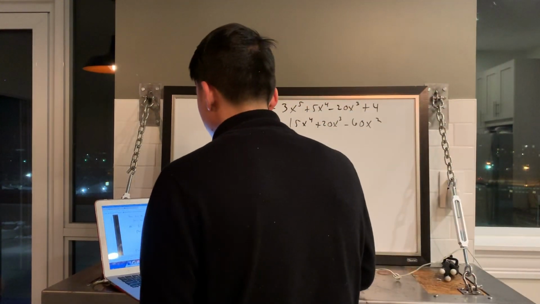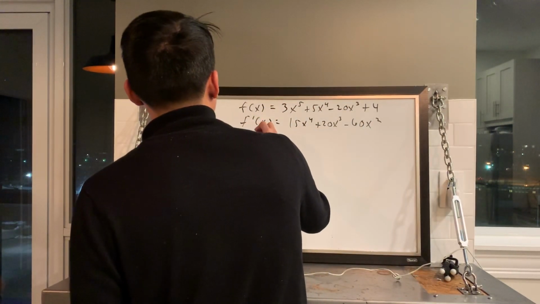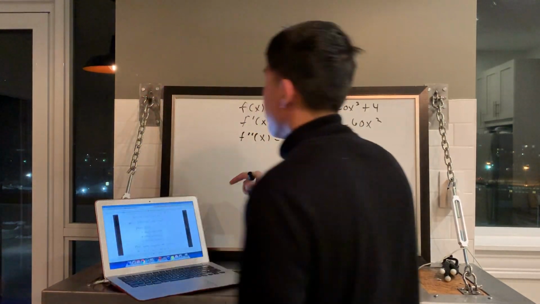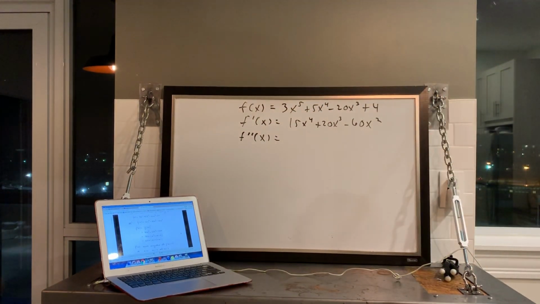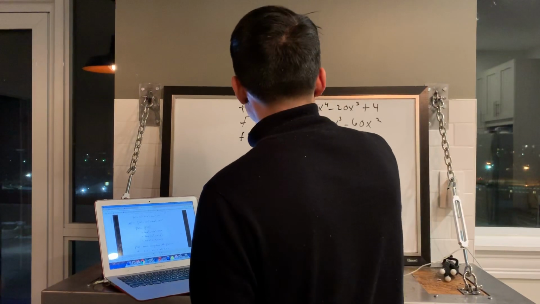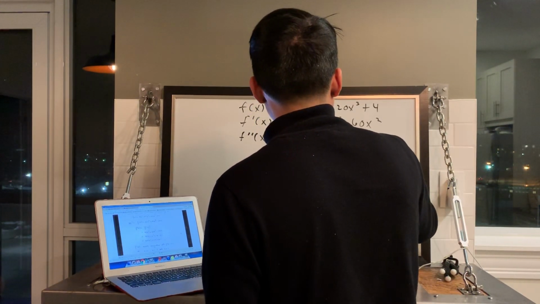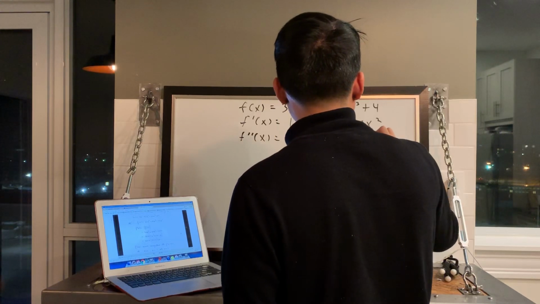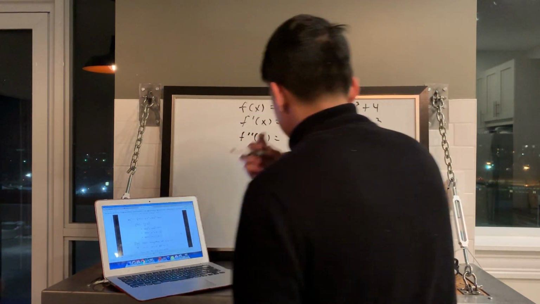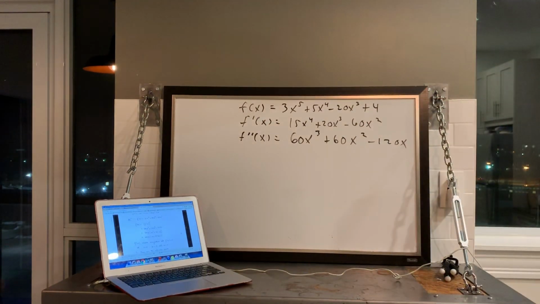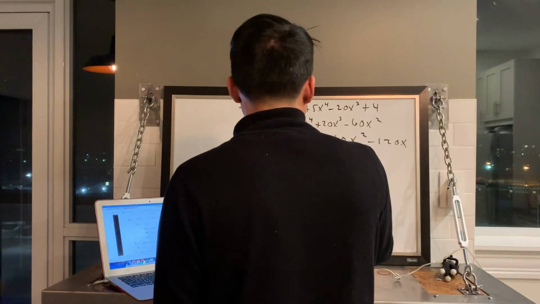So that's the first derivative, but let's take the second derivative. Sorry, the second derivative of the function, or the derivative of the first derivative, to say that properly. So it's 60x cubed plus 60x squared minus 120x. The thing is, I can factor out a 60x out of all these terms. It's a common factor.